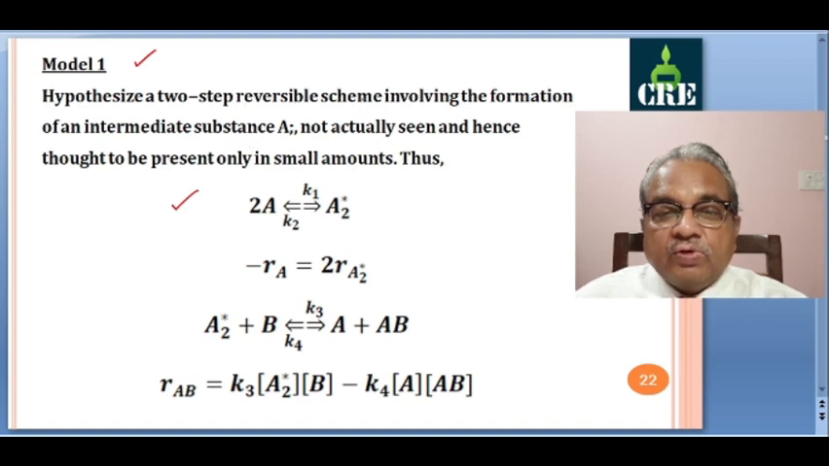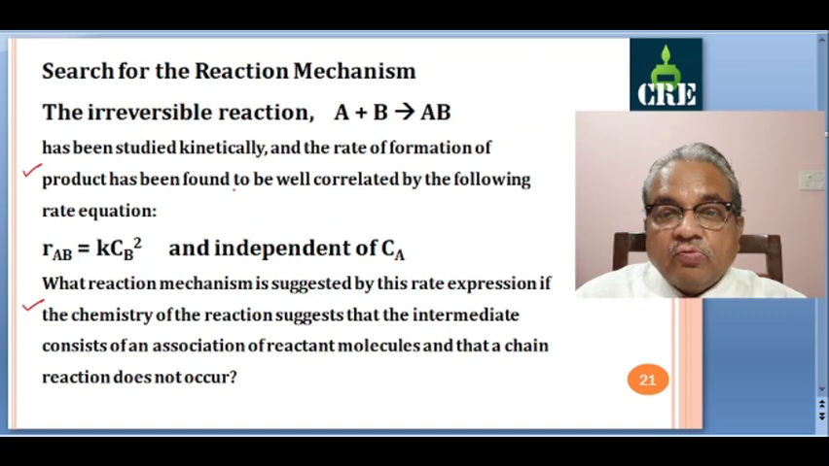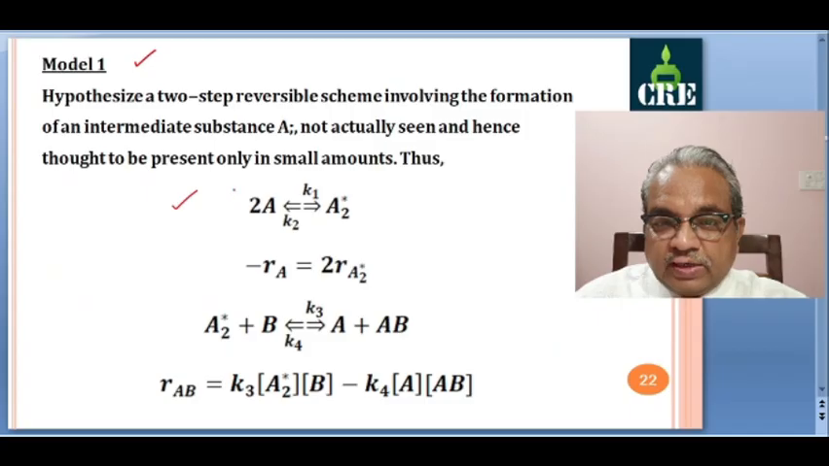So here a two-step reversible mechanism we are hypothesizing, involving the formation of an intermediate substance not actually seen, which is not present at any time, because as soon as it forms it disappears. So it's thought to be present in very small quantities. So what we are proposing for this A plus B giving you AB, our overall reaction, is that we write it into a number of steps.